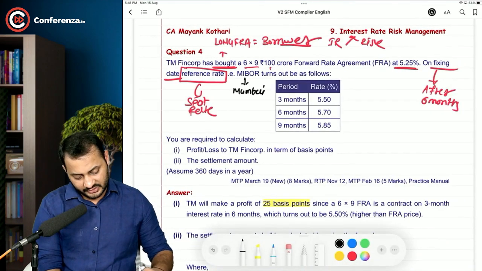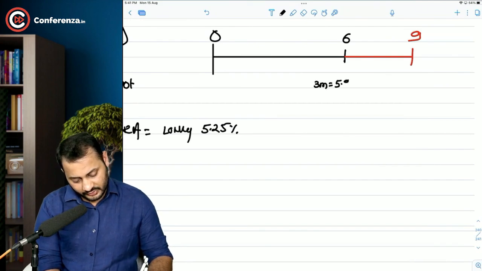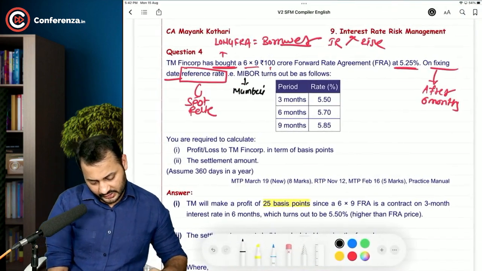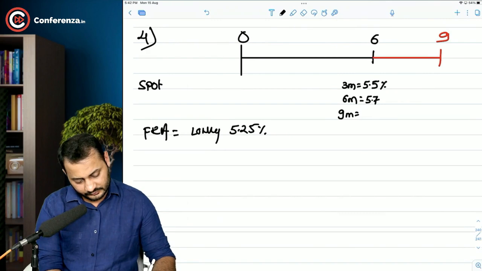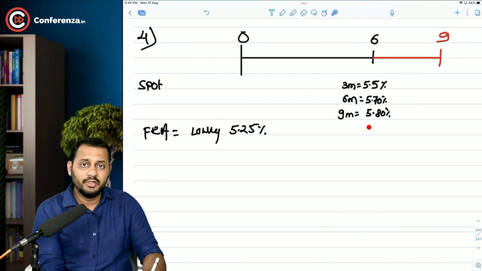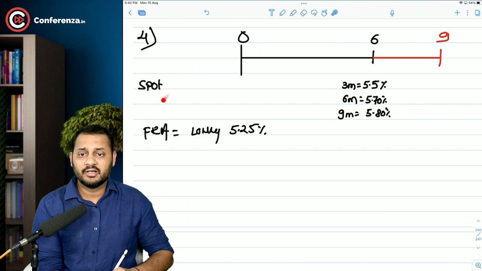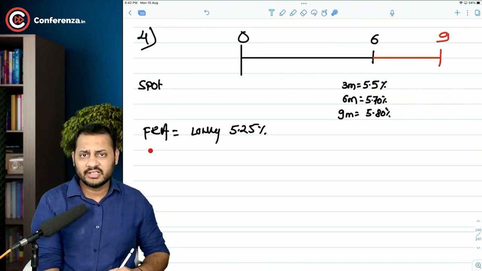Which rate is applicable for you? You have to decide. The 3 months MIBOR was 5.5%. The 6 months and 9 months rates, all three rates are given: 5.5, 5.75, 5.70 and 5.8. Now tell me, which rate is applicable for you? It's very simple, sir. If I have taken a 3 months FRA, 6 by 9 means I am taking a loan for 3 months only.